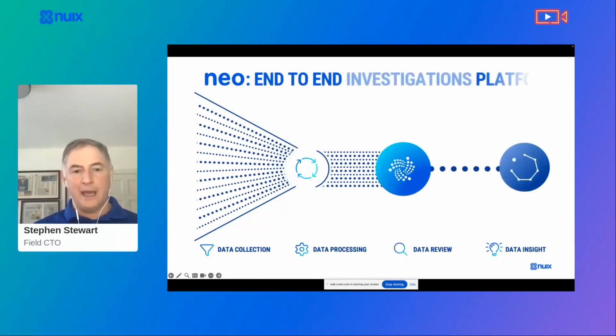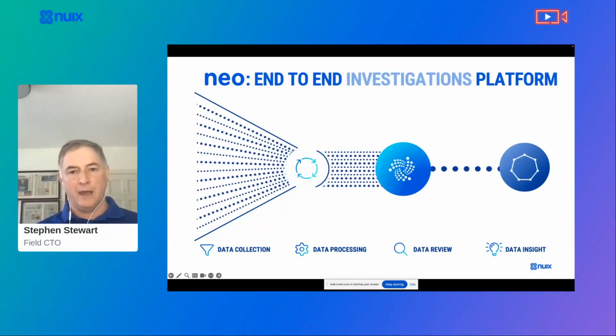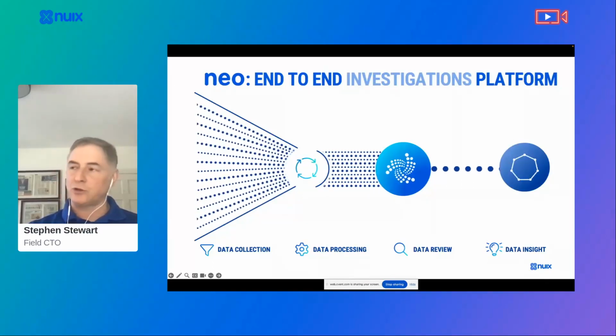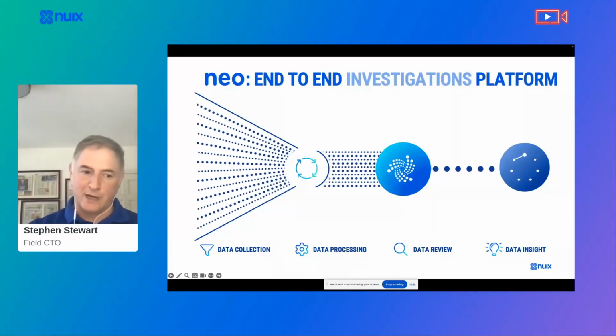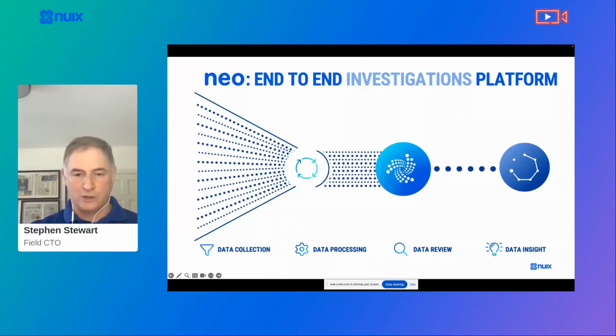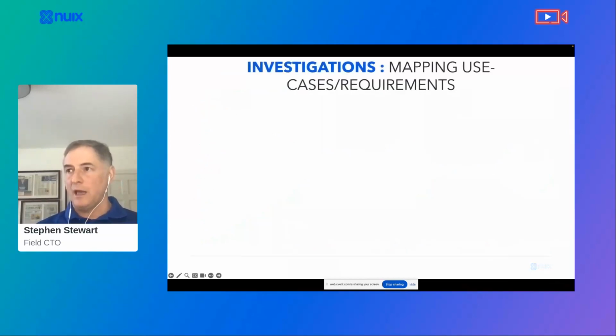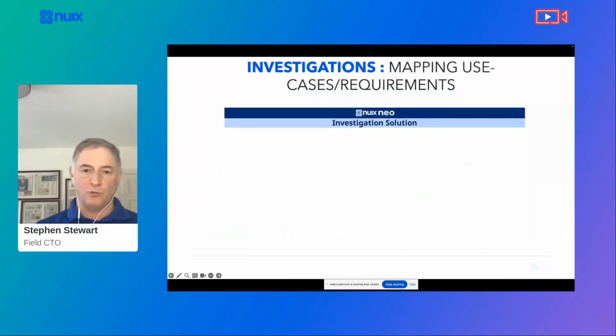At the end of the day, it all comes down to where James started, about being able to take huge volumes of information and drive that through to data insight as quickly as possible. And those data insights are so much more than just a search and tag. They are, how can I understand the hidden relationships? How can I prioritize what I need to look at first by doing risk scoring associated with those items? And again, pushing that as part of the Neo platform and investigations is really what we're driving here today.